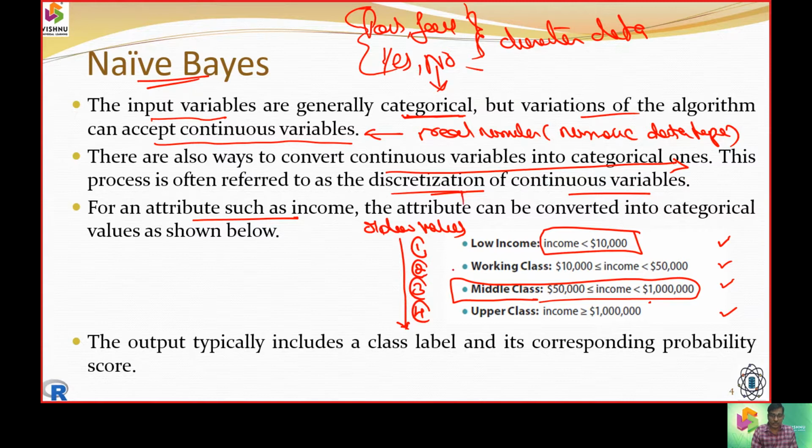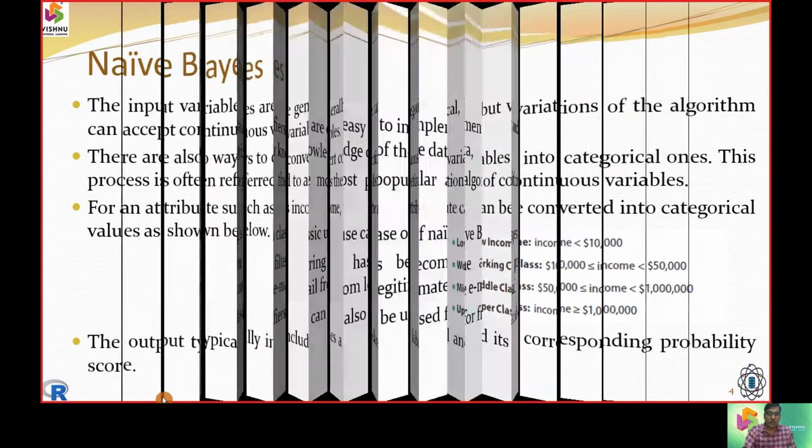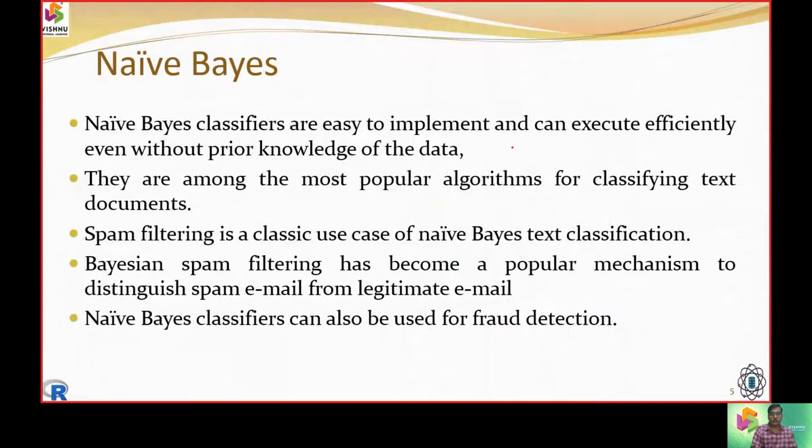In this way we have an ordered value to discretize the continuous values. So what will be the output of naive Bayes? It will include the class label, that is the first and foremost value: yes, no, pass, fail, low income, middle class, upper class. It gives the class label. Second, it displays the probability score it has computed. Now, where are these Bayesian classifiers implemented, and how are they looked into?